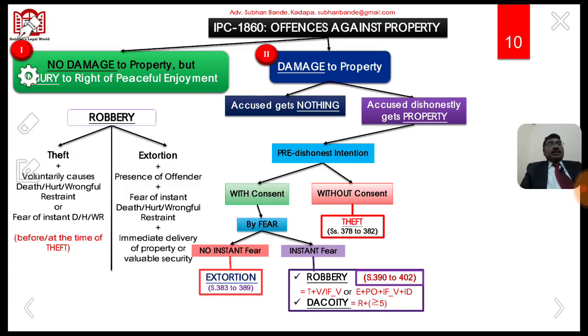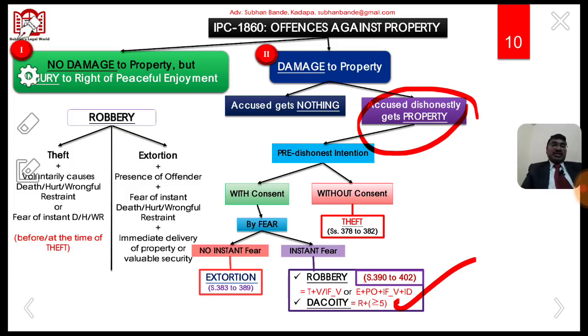Friends, the next one is dacoity. Dacoity is the most aggravated form. Under this subcategory, the accused dishonestly gets the property. Whenever a robbery is committed by 5 or more than 5 persons, it is said to be dacoity.